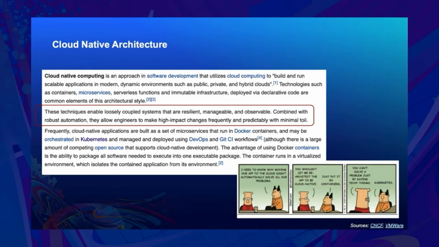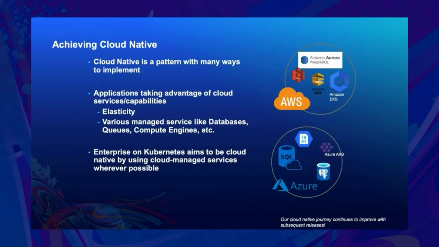Containers and Kubernetes are one way of achieving the loose coupling, and that is what we are delivering with Enterprise on Kubernetes. But just like this Dilbert comic, simply saying that an application runs on Kubernetes doesn't really solve all of the world's problems. In order for an application to be cloud native, it must take advantage of what the cloud has to offer in terms of elasticity and the spectrum of managed services that are available from storage to compute engines and everything in between. Now, we will continue to make strides in our ability to take advantage of the cloud in upcoming releases.